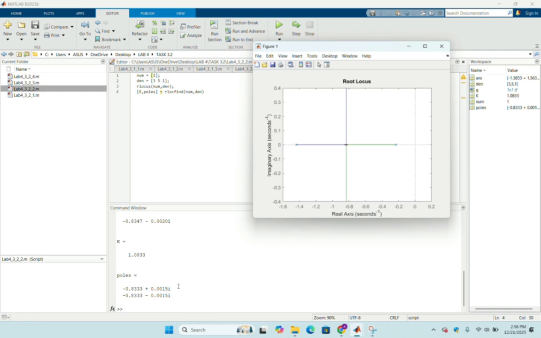So here we found the breakaway point, where they meet before becoming complex.